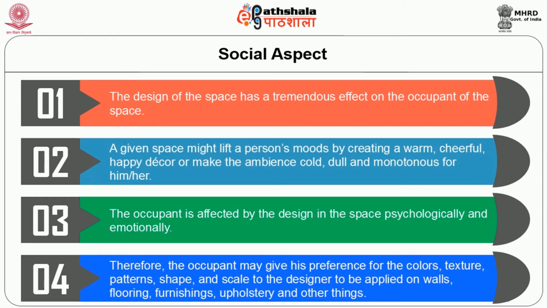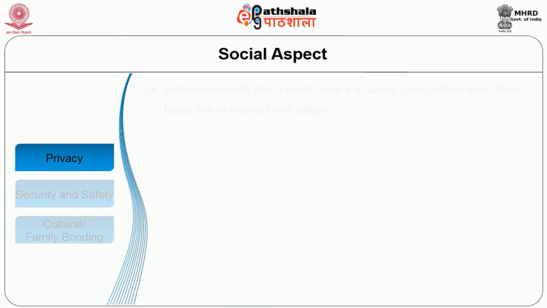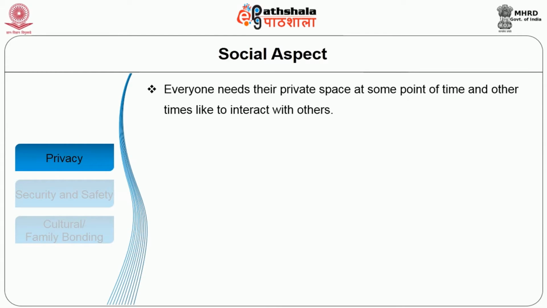Therefore, the occupant may give his preference for the colors, texture, patterns, shape and scale to the designer to be applied on walls, flooring, furnishings, upholstery and other things. Other factors which are considered by the designer are the following. First one is privacy. Everyone needs a private space at some point of time, and other times likes to interact with others.